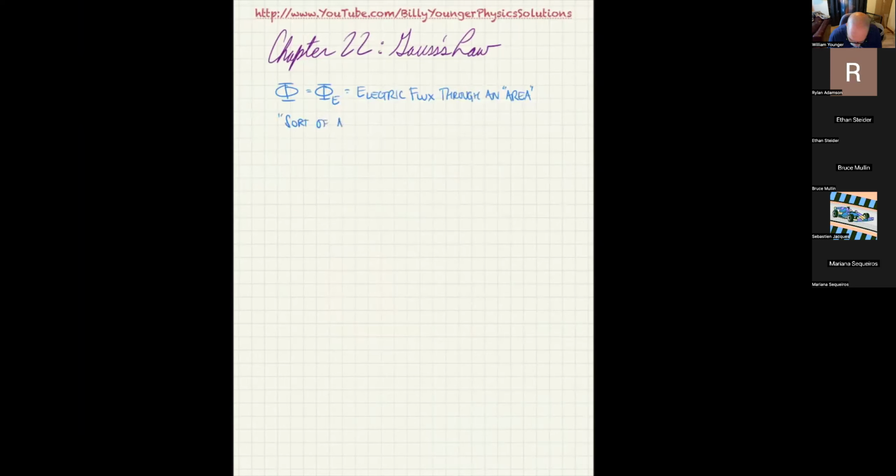a measure of how many E field lines pass through the area.